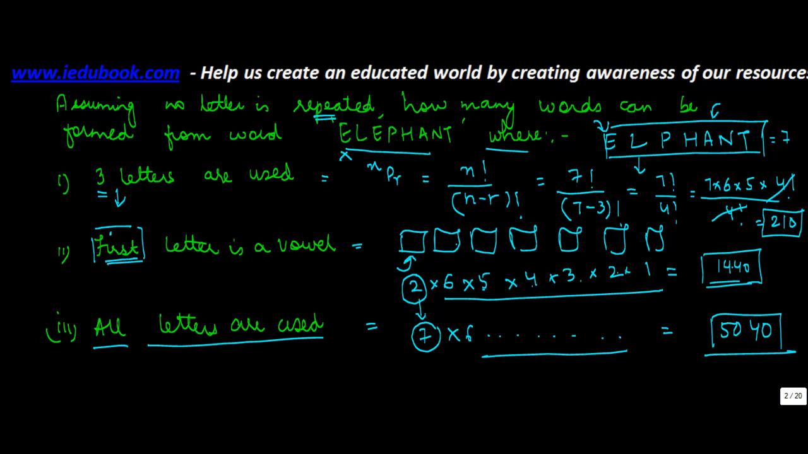Okay. And if you do this mathematically, then n is equal to 7, and r, the objects which can be used, are also 7. So this becomes 7P7, which is factorial 7 upon 7 minus 7, or factorial 7, which is 5040. So you can use either of these two methods.